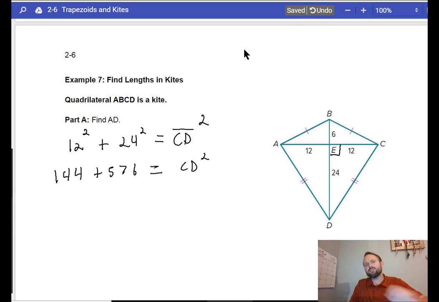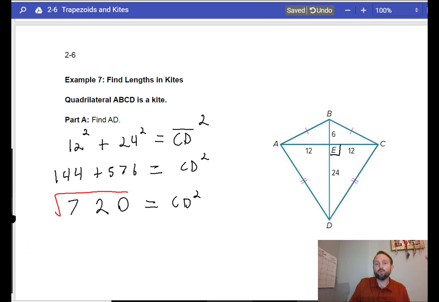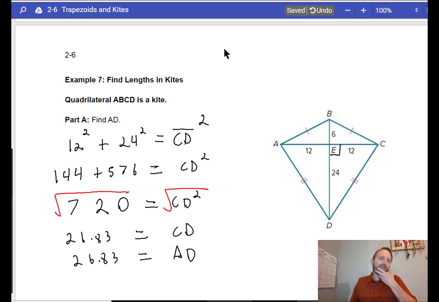So 12 squared is 144. 24 squared is 576. If I add those together, I get 720 is equal to CD squared. So now I just have to find the square root of 720 to figure out what CD is equal to. So AD is going to equal 26.83. We'll simplify the radical later, but if I just use my calculator, that's what I get. This is going to be simple plug and chug.